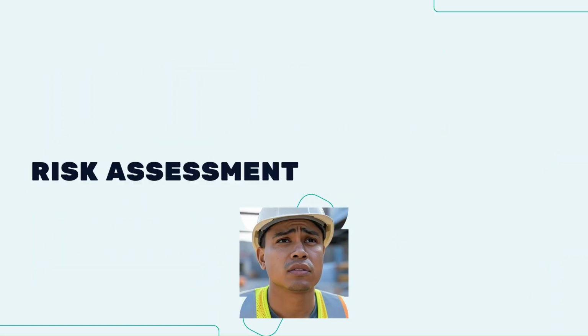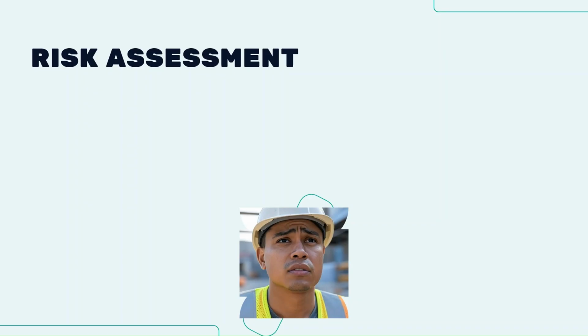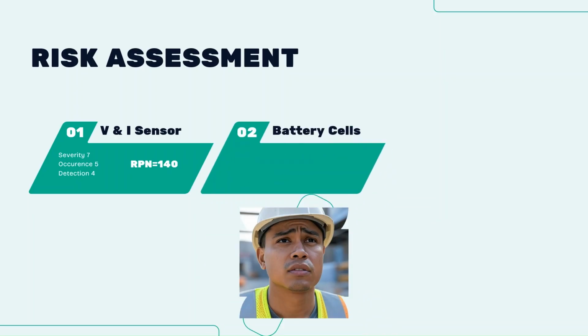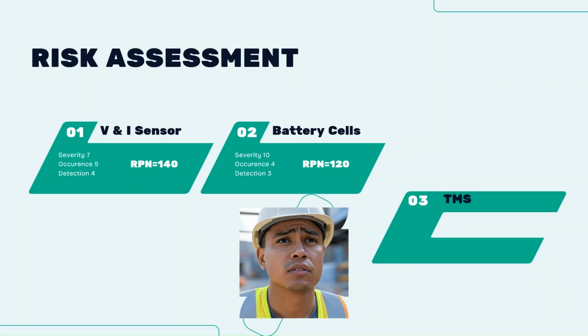Let's go to the next slide and understand about the risk assessment or the RPN calculation. For the V&I sensor, we have given severity as 7, occurrence as 5 and detection as 4. So RPN comes out to be 140. For the battery cells, we have given severity as 10, occurrence as 4, detection as 3. So RPN comes out to be 120.